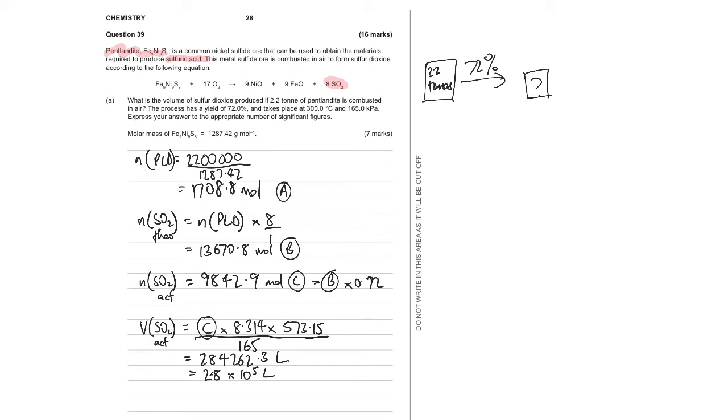There's your equation. The question is a calculation, so let's just go through it. What is the volume of sulfur dioxide produced if 2.2 tons of pentlandite is combusted in air? The process is a yield of 72.0%. It takes place at 300 degrees Celsius, 165 kilopascals, and don't forget your significant figures. And there's your molar mass of pentlandite.